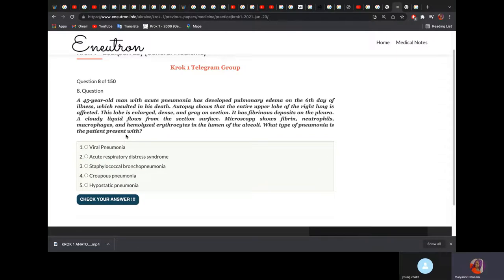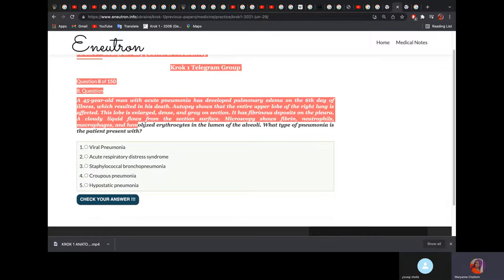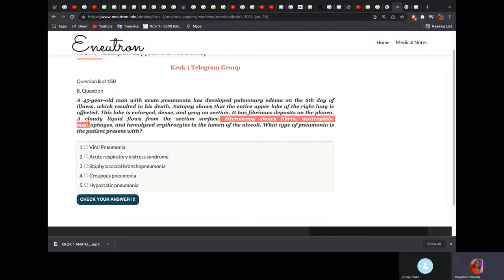A 45-year-old man with acute pneumonia has developed pulmonary edema on the sixth day of the illness, which resulted in his death. Autopsy showed that the entire upper lobe of the right lung is affected. It is dense gray on section, so we know that this is gray hepatization. It has fibrinous deposits on the pleura. This is very important: a cloudy liquid, or maybe a yellow discharge, flows from the section surface when they cut it. Microscopy shows fibrin, neutrophils, macrophages, hemolyzed erythrocytes in the lumen of the alveoli. What type of pneumonia is it?